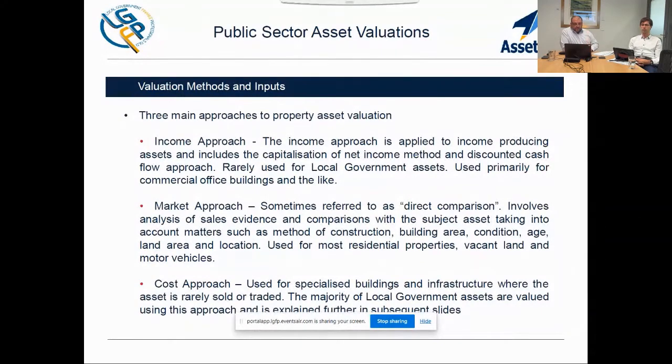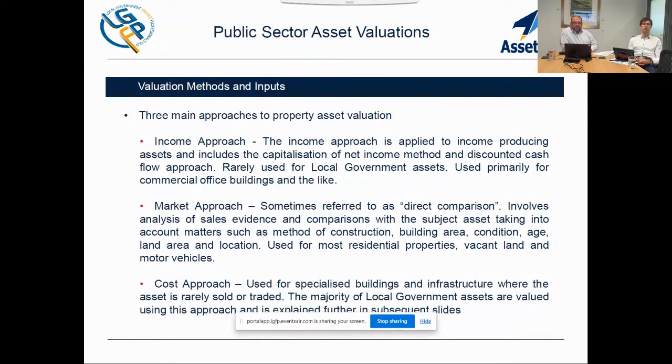Yeah. So as Nick alluded to, we rarely come across the income approach in public sector asset valuations, though we do the odd few where, if a council owns some property that they lease out on a commercial basis, we will value that property based on the income that it produces, and capitalise that income at an appropriate yield. We mainly use the market and cost approaches, as Nick has alluded to.